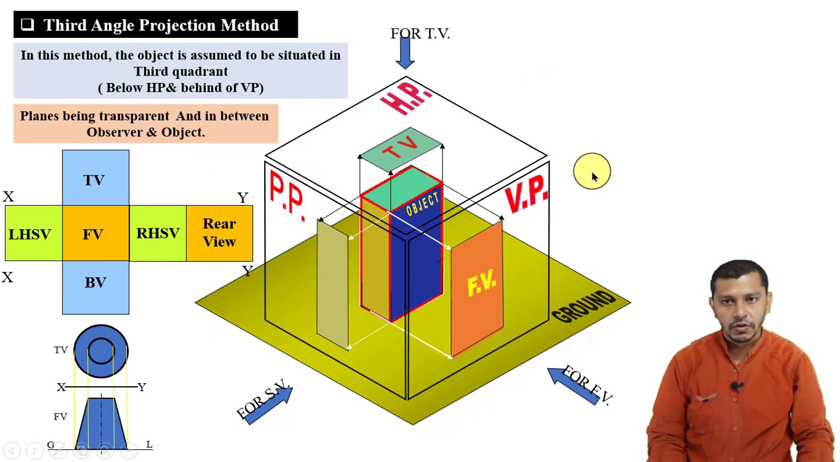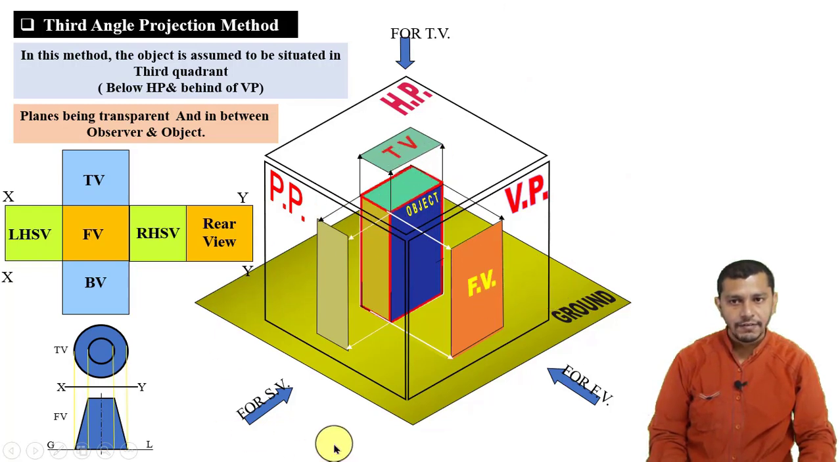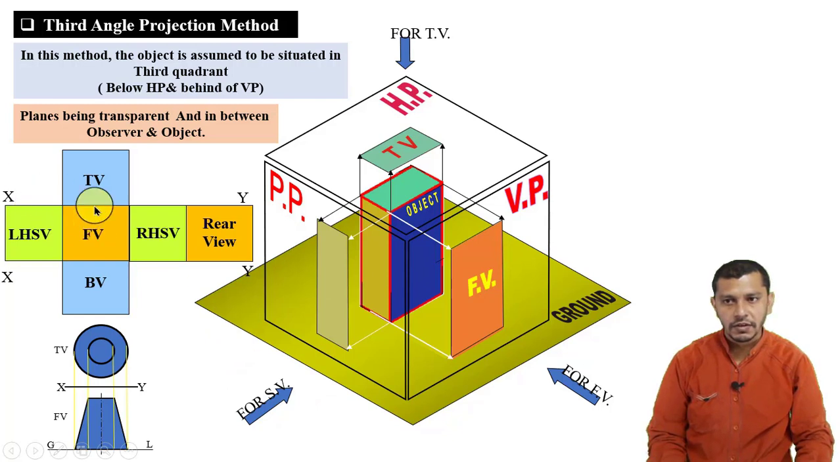So after rotating the horizontal plane 90 degrees in the clockwise direction, the top view will be above the front view, and the left hand side view will be in the left hand side of the front view. So here you can see that the top view is above the front view, and the left hand side view is in the left hand side of the front view. If we draw the right hand side view, it will be in the right hand side of the front view. If we draw the bottom view, it will be below the front view, and here we will get the rear view of the object. So these are the positions of different views showing the third angle projection method.